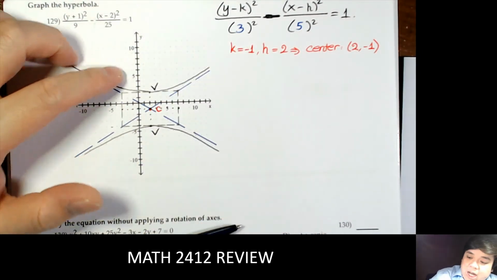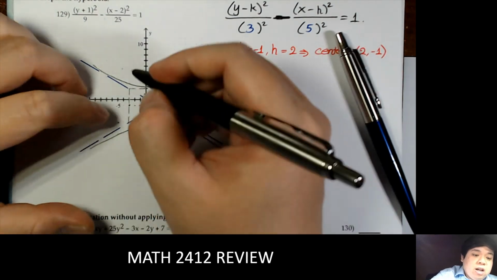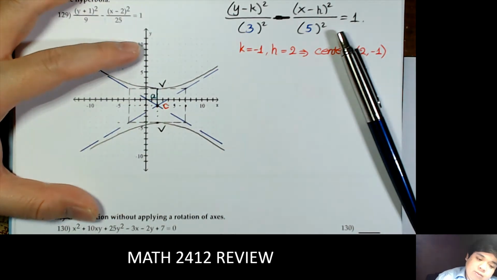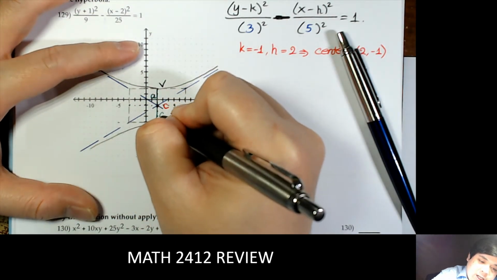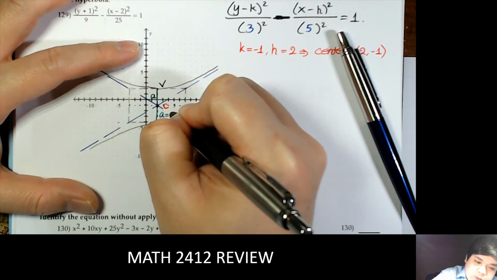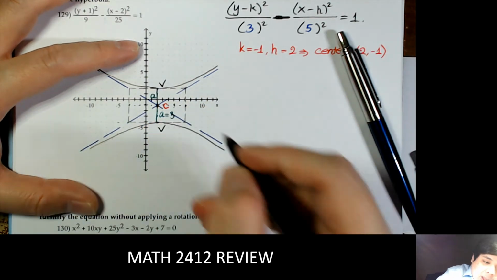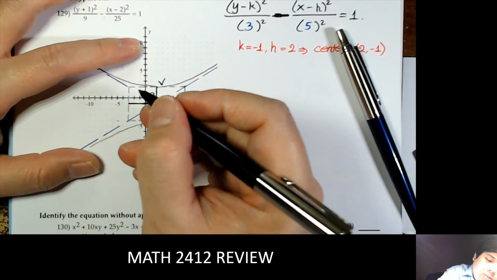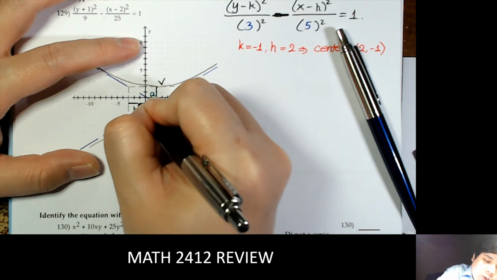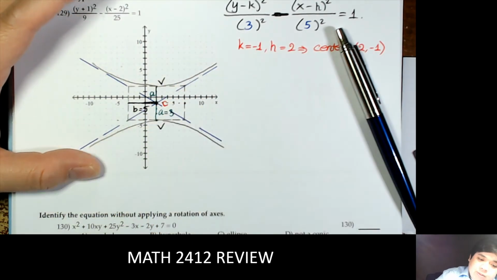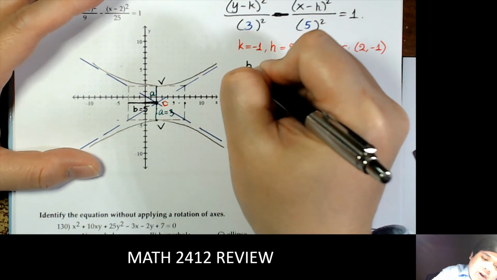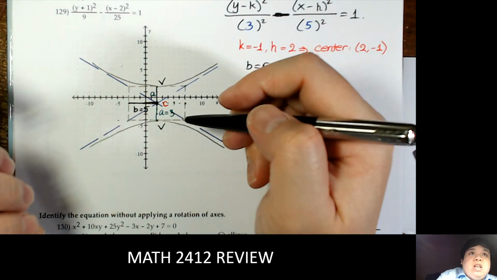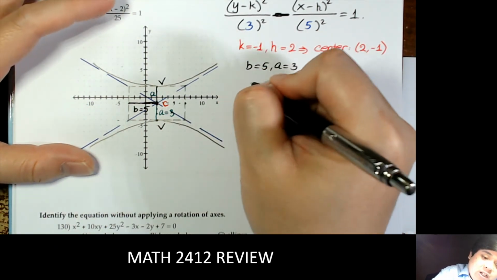So we go 3 up and 3 down, and the distance between the center and the vertex is a. So that is a, and this is a, which is equal to 3. From the box, the other distance is going to be b. So 1, 2, 3, 4, 5. So b is 5 and a is 3. c, the distance from the center to the focus, is going to be the longest.